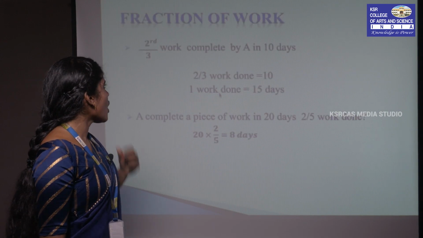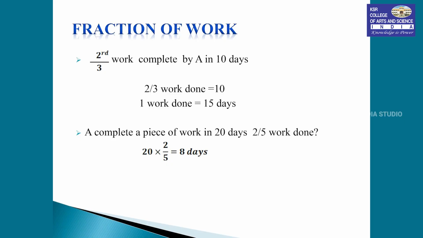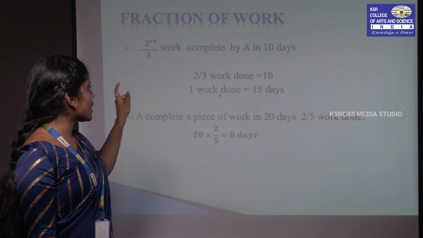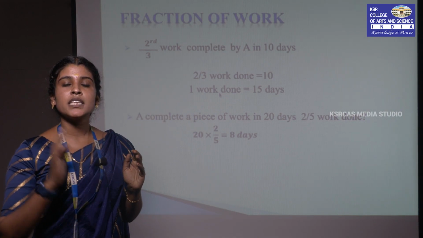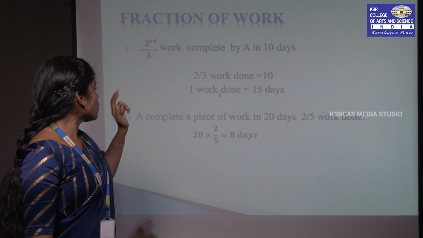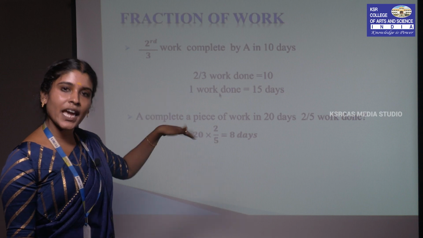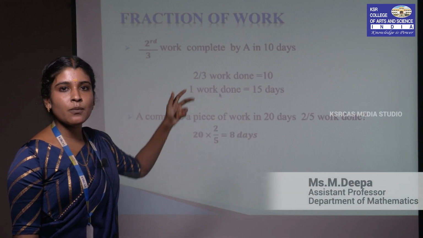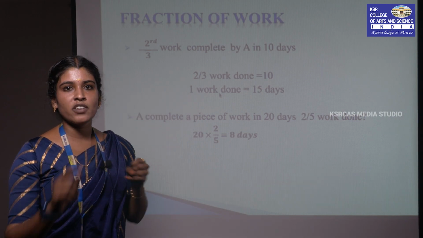So the next type is fraction of work. The fraction of work is based on these two concepts, which are very important to solve the problem. See the first concept here: 2/3 of the work is completed by A in 10 days. So here we need to find how many days A takes to complete the whole work. 2/3 of the work done by A equals 10 days. Now, the reciprocal of 2/3 is 3/2. So we simplify: A completes the work in 15 days. So this is our first concept.